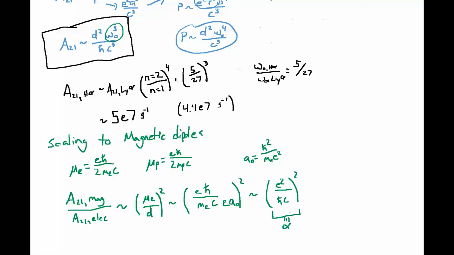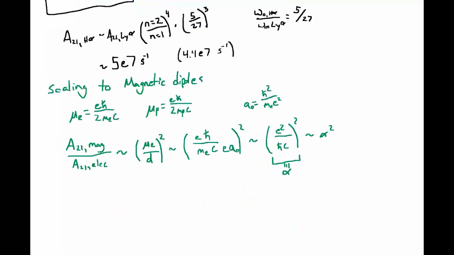It's e squared over h bar c. So for fine structure transitions, there's a factor of alpha squared that comes in the strength of the transition. So what this says is whenever we're going to transitions that involve magnetic dipoles as opposed to electrical dipoles, we need to take an alpha squared penalty.